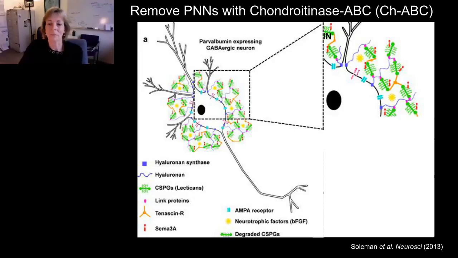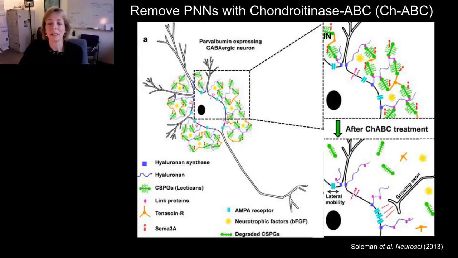And what I'm showing you here on the lower right is that these nets can be disrupted with chondroitinase ABC. This is an enzyme, and this happens within probably a couple of hours. We usually test animals days later because this lasts for a fairly long time, and I'll get back to that issue about how long this lasts.